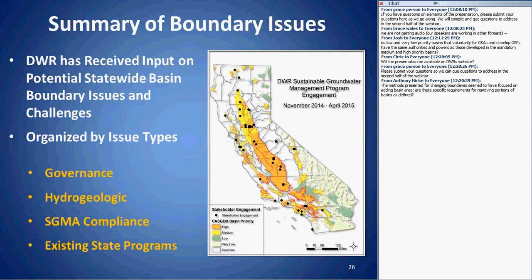And this map shows a snapshot of where we've been in the state talking about the Sustainable Groundwater Management Act and talking about the basin boundary issues. And those are potential statewide basin boundary challenges, or challenges to local agencies as they're moving forward with GSA formation and GSP development. We organize those issues into groups or types where we've heard common themes. The first is governance. Then geologic issues, compliance issues, and issues related to existing state programs.